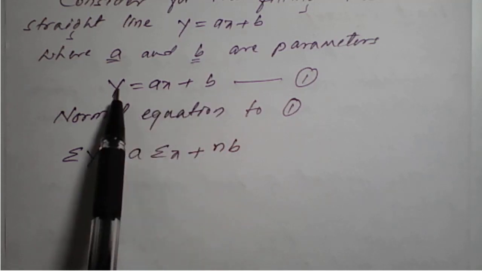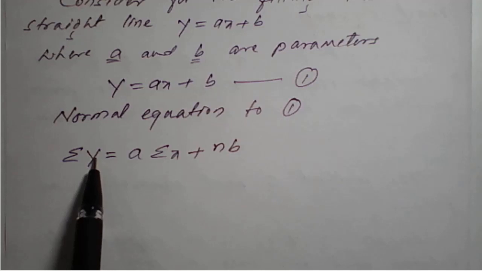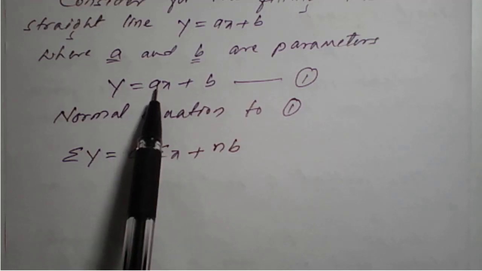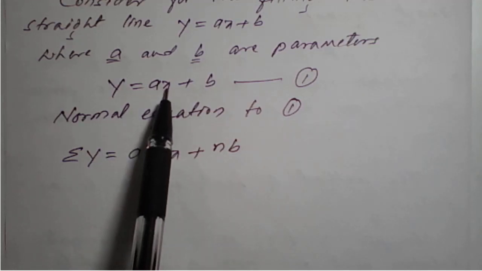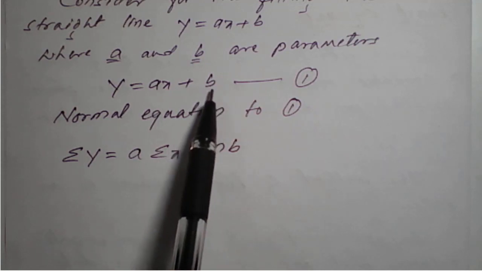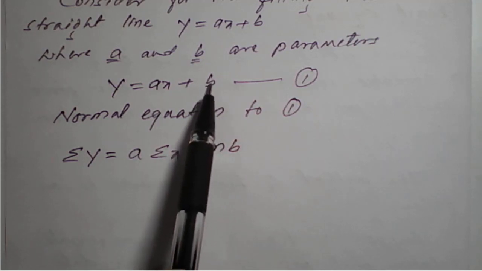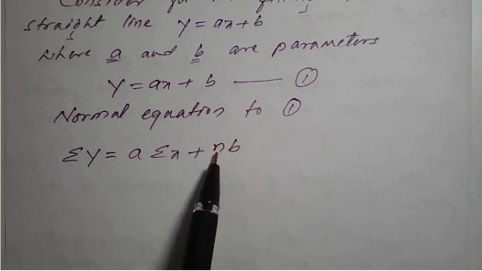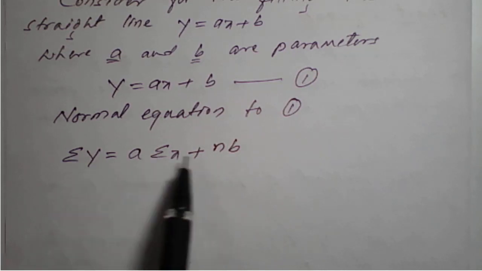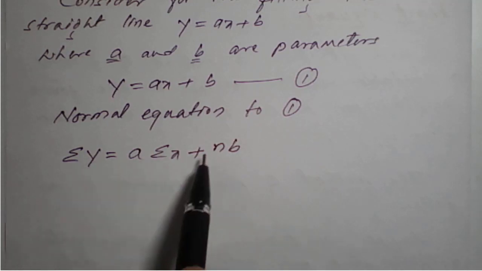Variable is there here also. Here the variable is y, so summation y is equal to a, which is a constant, keep outside, summation of x plus, we don't have any variable, so purely constant. For that constant we must multiply n, so n into b. So this is the first form.